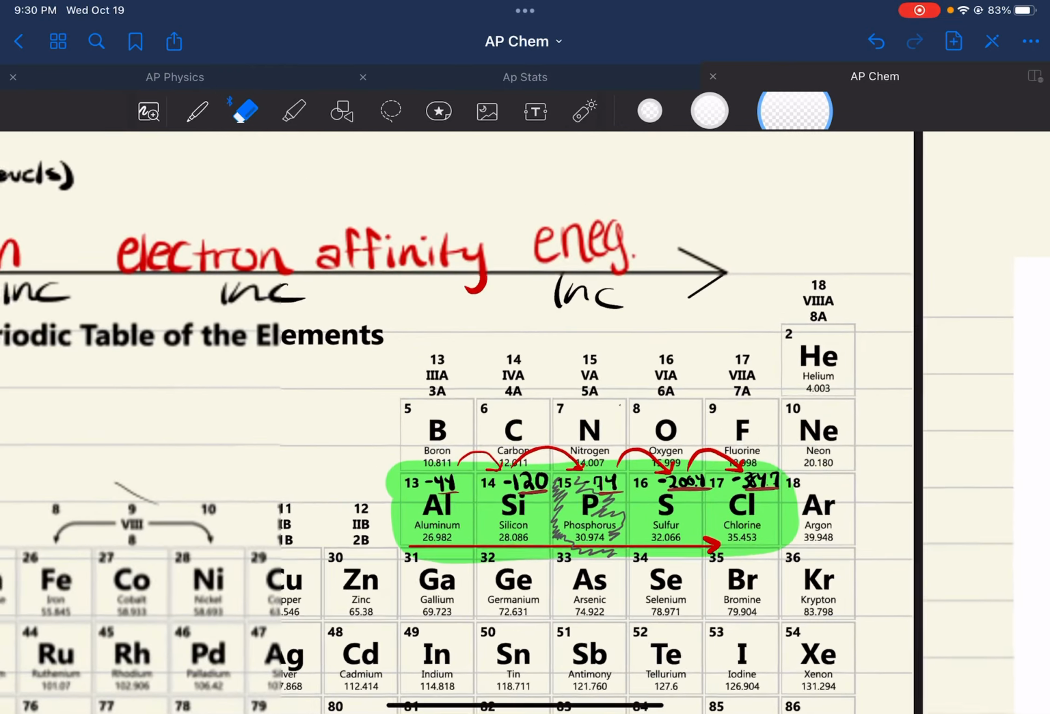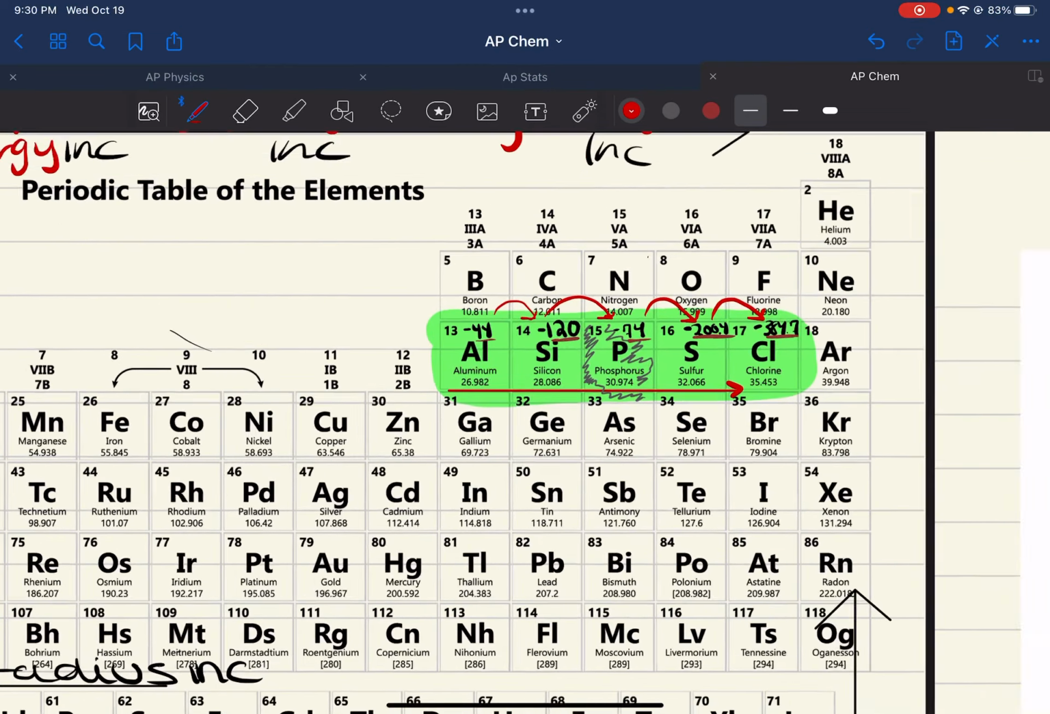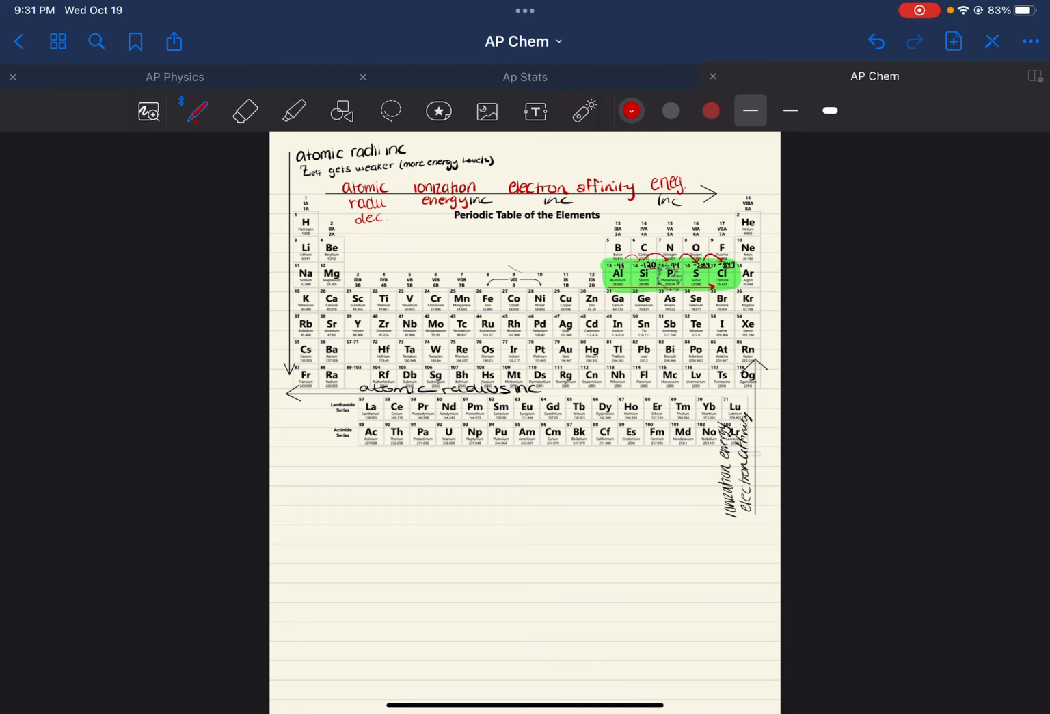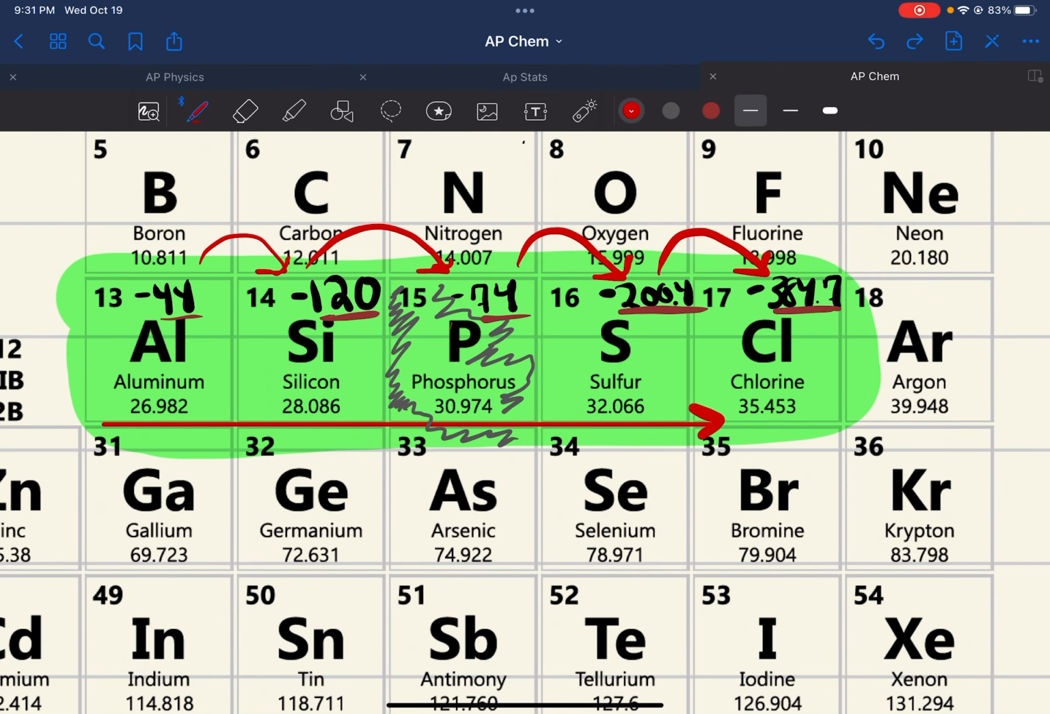So, atomic radius. I think this is actually written wrong. Give me a minute. This should be decreases. Okay. So that means the atomic radius is decreasing, right? The atom is getting smaller. Obviously, this is relatively smaller, right?